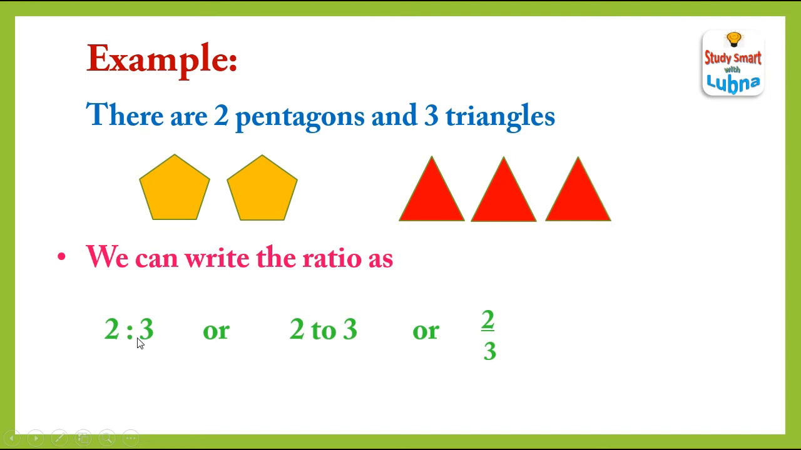We can read this colon sign as "is to". And we have also discussed that the first quantity of the ratio is called antecedent and the second quantity of the ratio is called consequent. So these are the three ways to write a ratio.